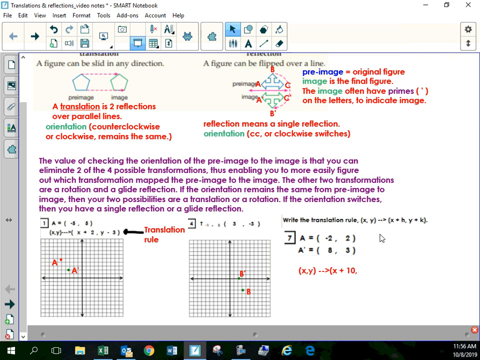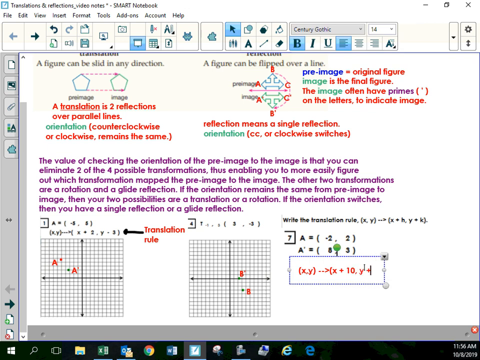And now I ask myself, how many did I add to the y coordinate or subtract from the y coordinate? In this case, I added. I went from 2 to 3. I added 1 to the y coordinate. So therefore, it is y plus 1. And there's your translation rule.